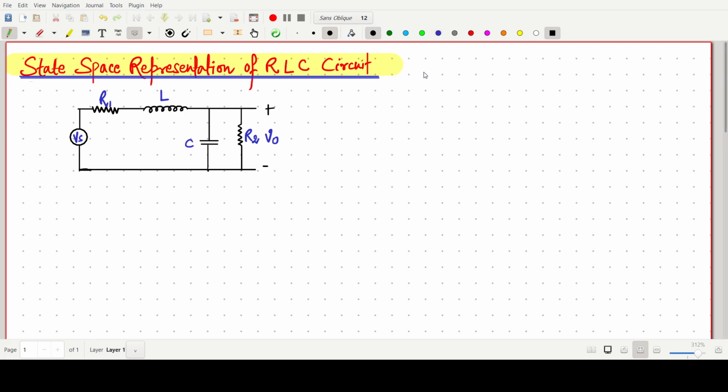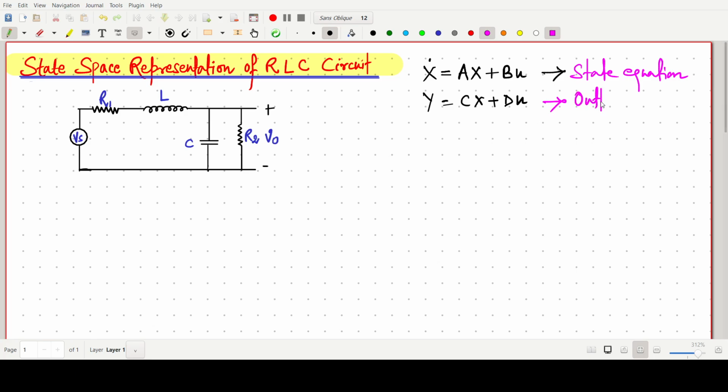So the very first basic thing that we can say is that a state equation can be written as x dot equals Ax plus Bu, and y equals Cx plus Du. This one is our state equation. I will show you how to solve this kind of circuitry in an easy way. And this one is our output equation. State equation, output equation.